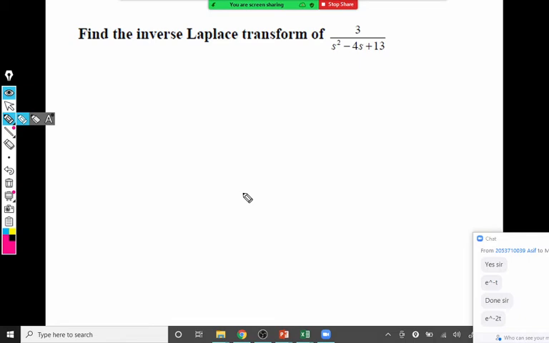Okay, e raised to minus 2t, Asif is saying. Okay, I take e raised to power 2t sin 3t. Correct. E raised to 2t is the correct one, not e raised to minus 2t. So e raised to 2t will come out and into sin 3t I got. Okay, let me check whether the answer is correct or not.